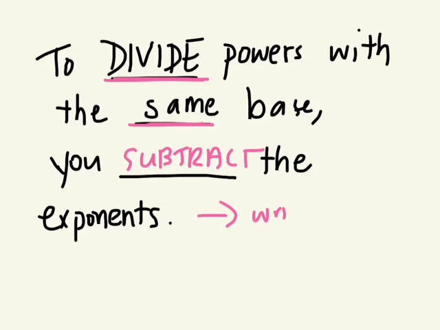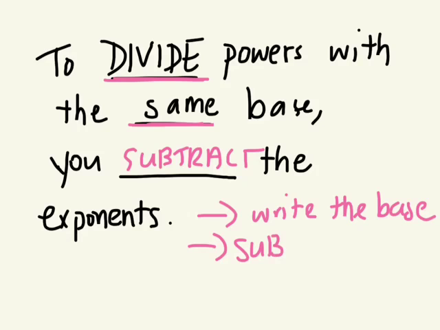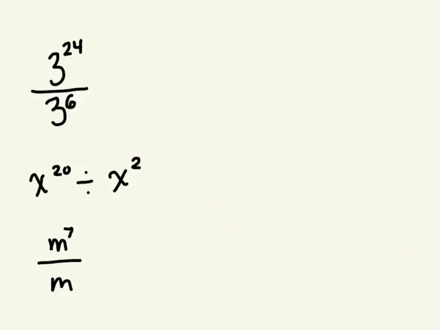So again, write the base, whatever the base of the power is, it has to be the same. And then just subtract the exponents. No question. Yep. Okay, first one. 3 to the power of 24 divided by 3 to the power of 6.